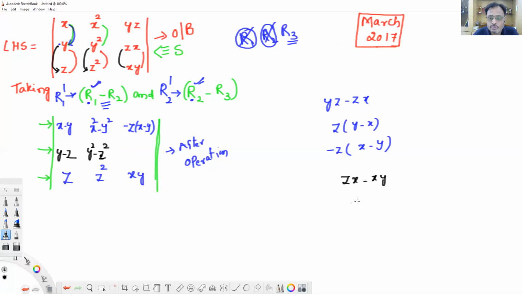In that, if you take X as common factor, it will become X into Z minus Y, or if you take minus as common factor, minus X into Y minus Z. So why did I do it like this? I don't want Z minus Y, I want Y minus Z. Therefore, this will become minus X into Y minus Z. So this is completed. Now I'm going to clean it once again clearly.